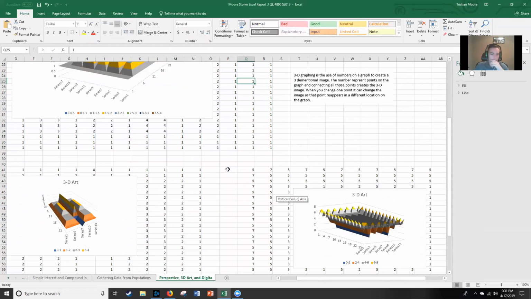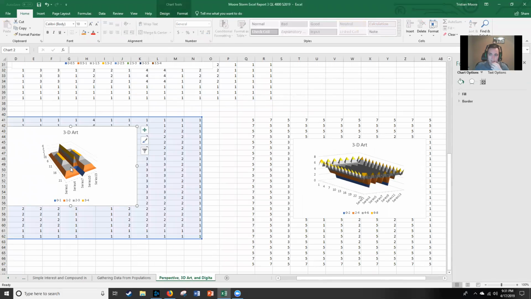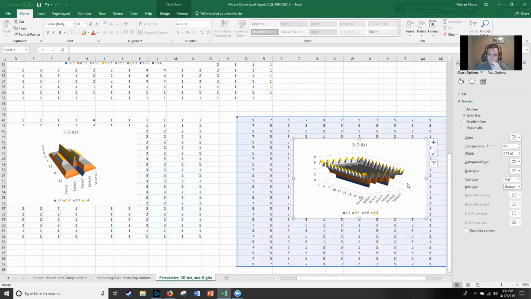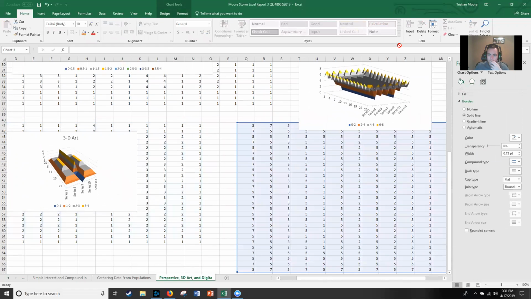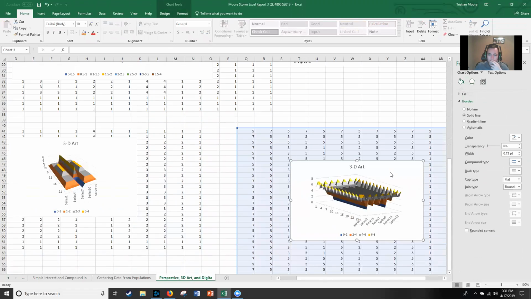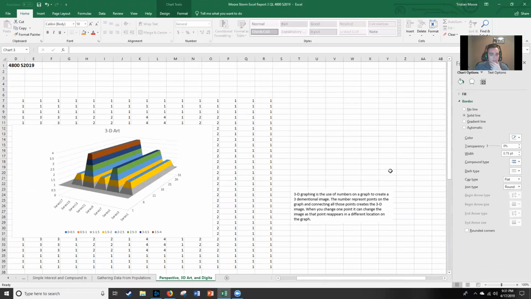That 1 back in there. And so I created this little neat piece of art, and then this little neat piece of art, using these sets of data. So that is our perspective 3D art and digital media.